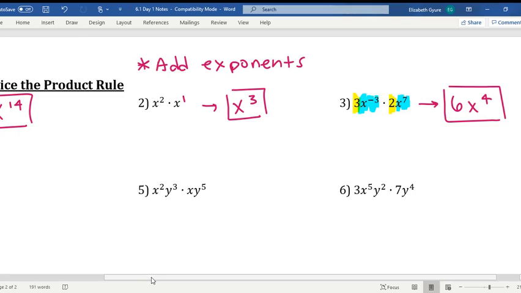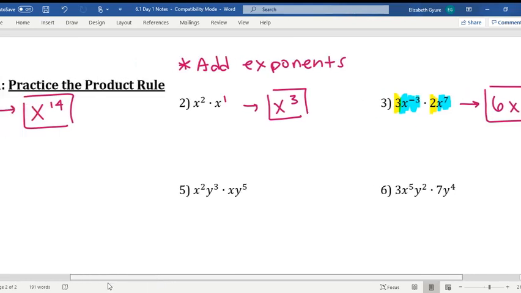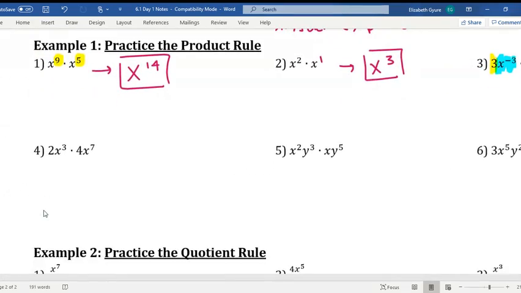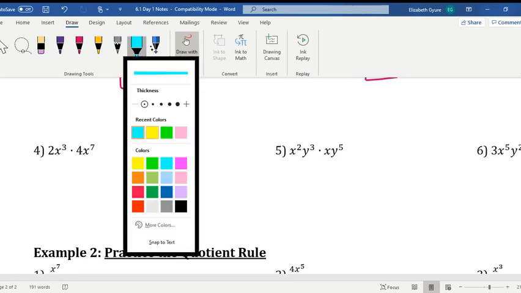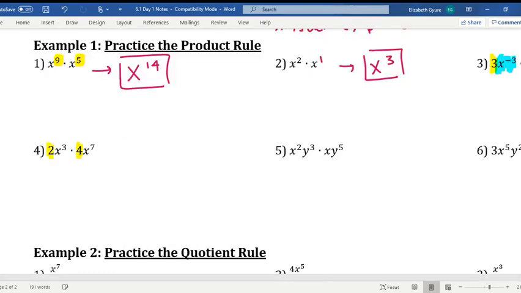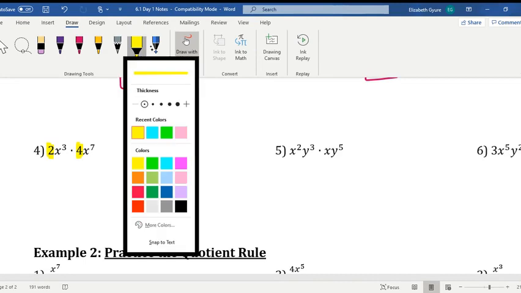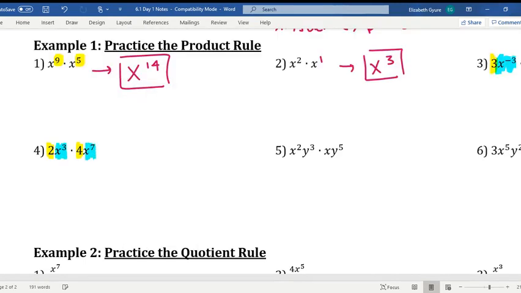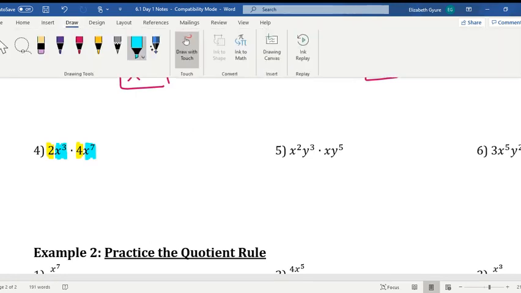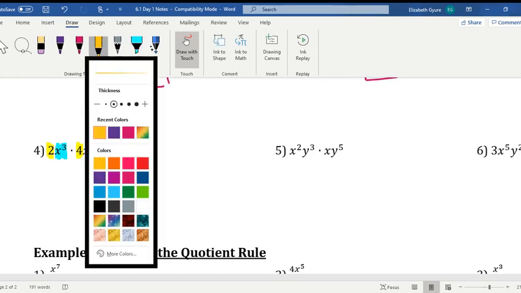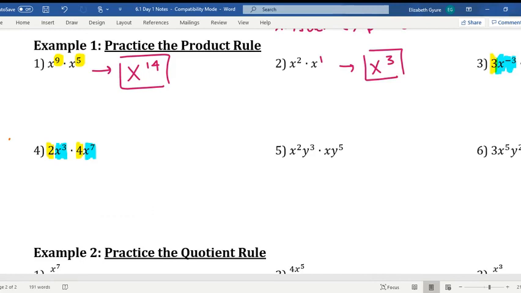Can I scroll back over to number 4? Okay. So number 4, same idea. I have both big numbers as well as x's. So numbers are going to go with numbers, and variables are going to go with variables. So when we simplify this, and I'll color code this a little bit, when we simplify this, what's 2 times 4?